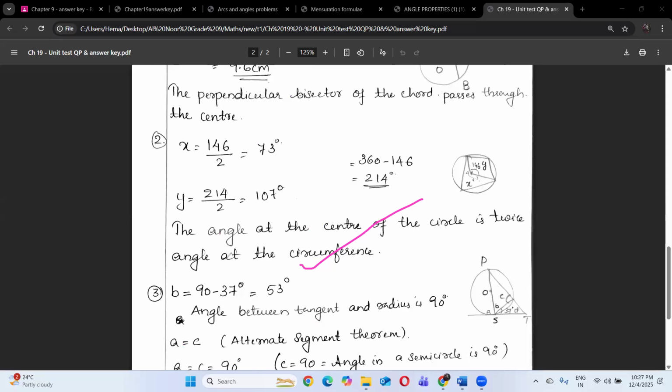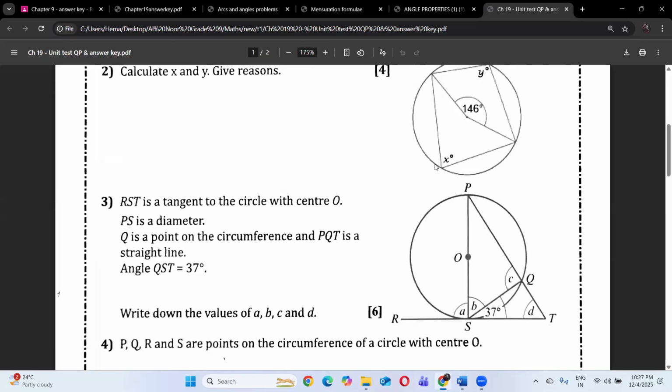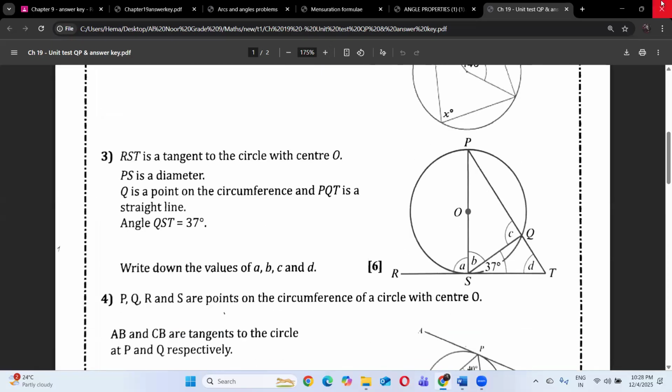Next, let us try the third one now. I will zoom it for you. In the third one, you have to find angles A, B, C, D. So observe carefully with me. I will highlight here. There is a tangent of the circle and there is a radius. From the center, if you draw a line, it becomes a radius. So there is a radius and there is a tangent, so the angle will be 90 degrees. This total will be 90.